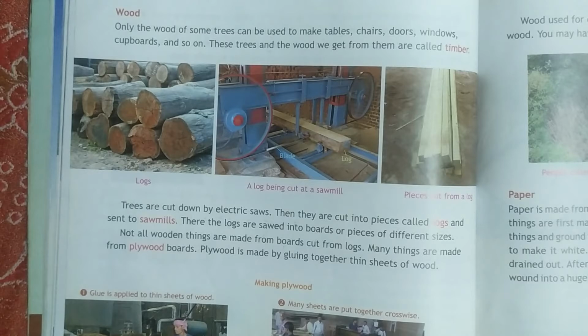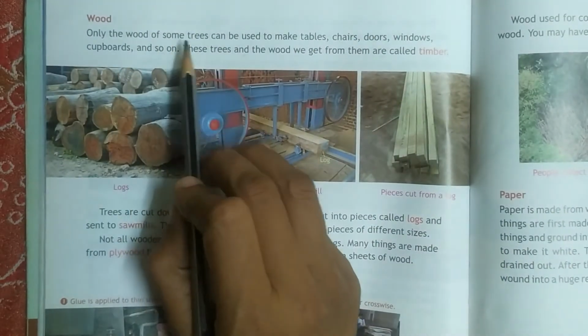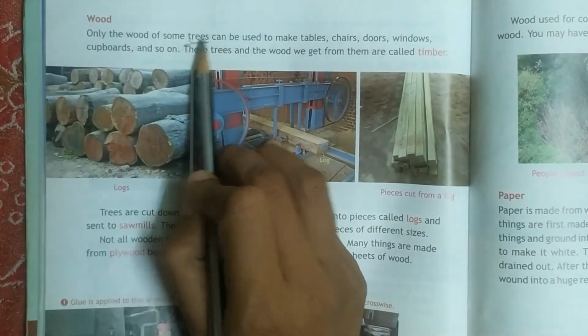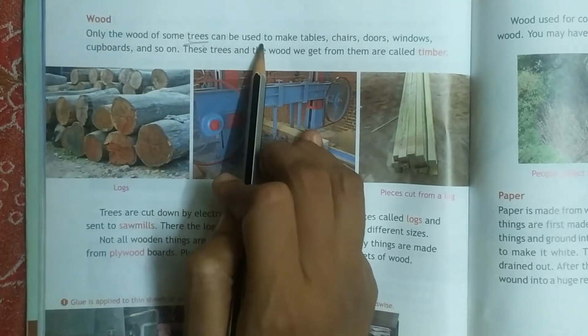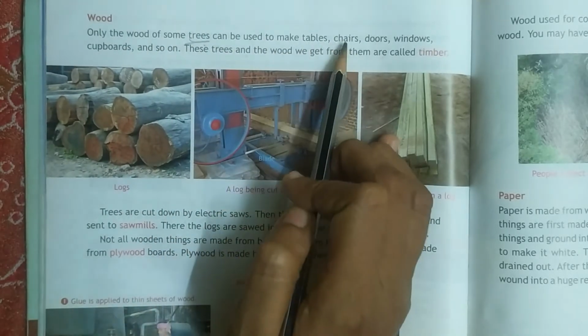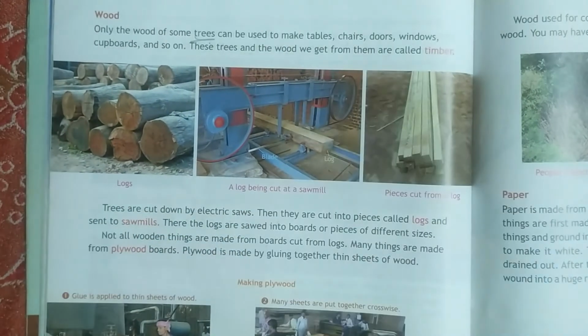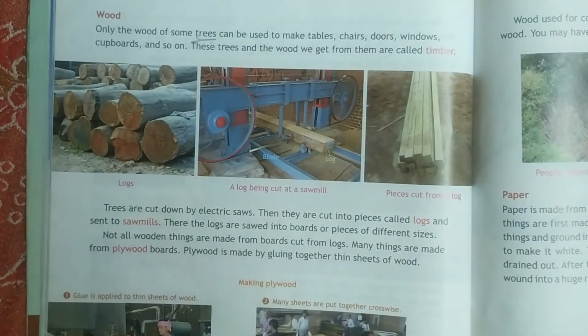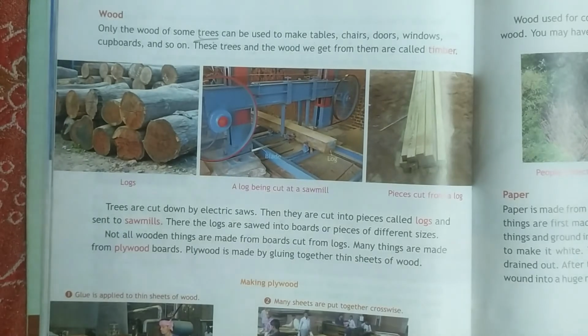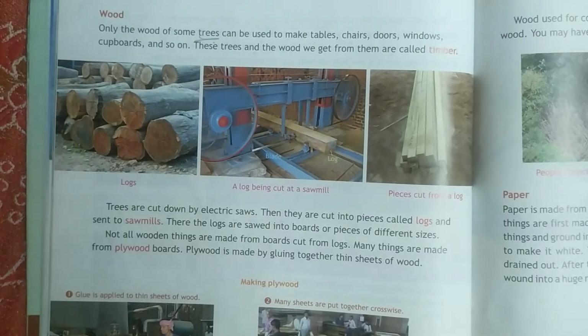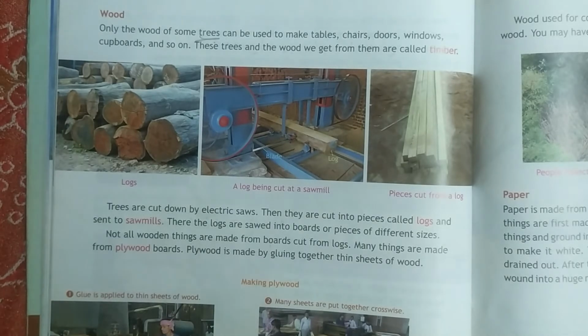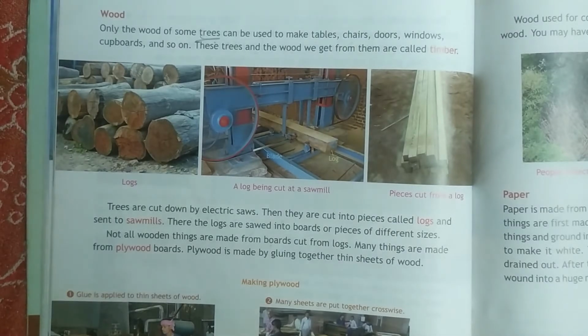Where does the wood come from? It comes from trees. Only the wood of some trees can be used to make tables, chairs, doors, windows, and cupboards also. We can make tables and chairs from wood, and also the door in the front of your house, and then windows also. It's all made of wood.